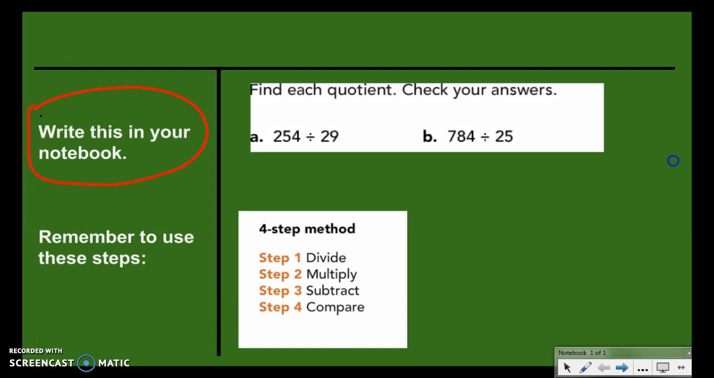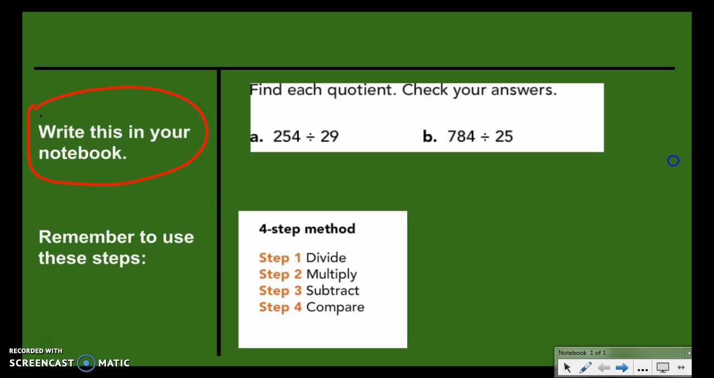So do that. Okay? What you're going to do is find each quotient and check your answer. So make a spot where you can fit 254 divided by 29 on one spot, and 784 divided by 25 on the other spot. We will be using the 4-step method. Don't just write those down. Also write down the 4 steps. Okay? So step 1 is to divide.